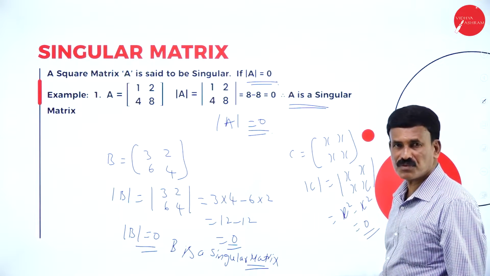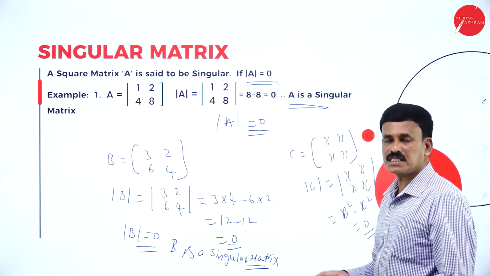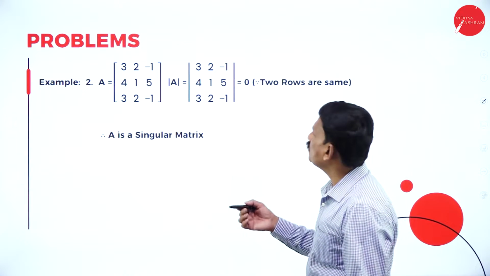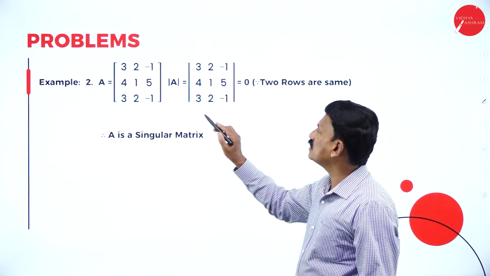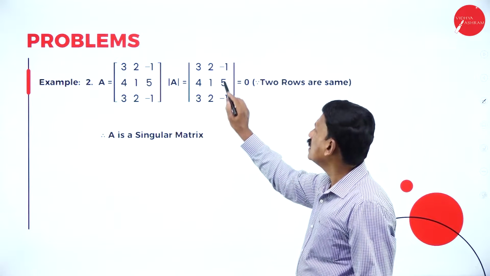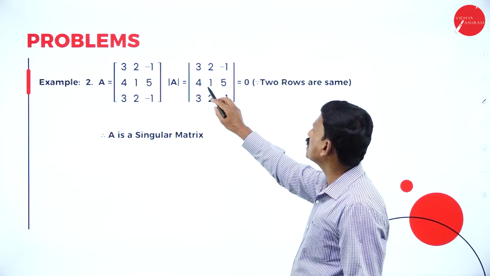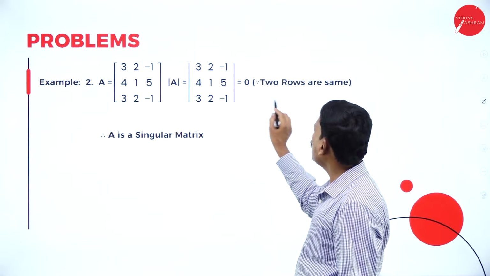This is also an example for a singular matrix. Now let us take a 3 by 3 matrix. If A is equal to [3, 2, -1; 4, 1, 5; 3, 2, -1], the determinant of A is equal to 0.